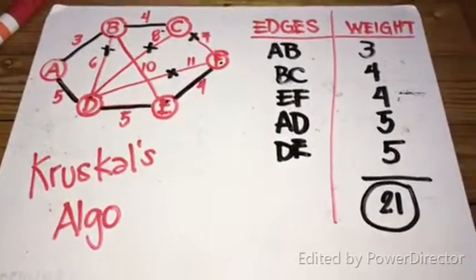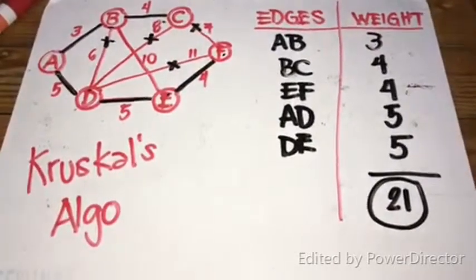So that is how you solve a minimal spanning tree problem using Kruskal's algorithm.